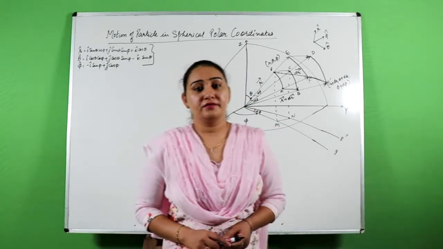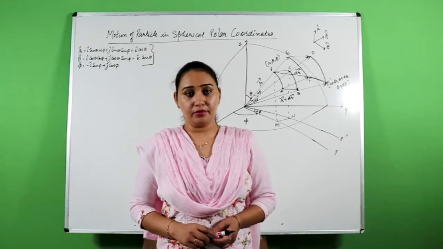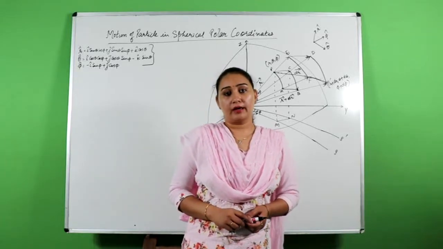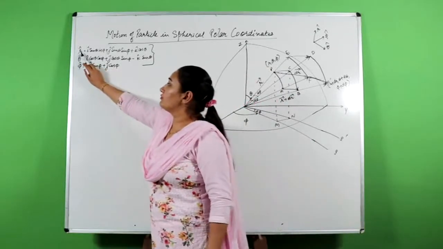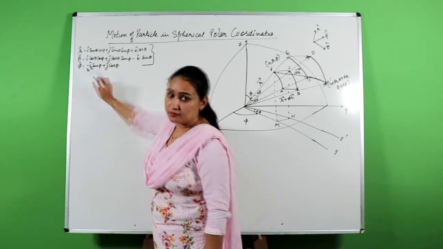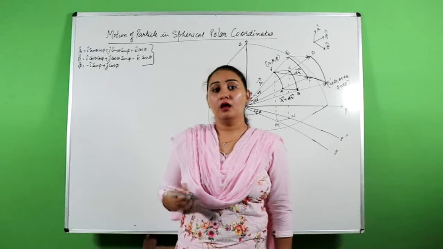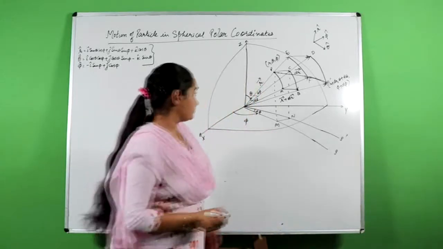Till now we have studied the unit vectors of spherical polar coordinates, that is r cap, theta cap and phi cap, and we have calculated their values. So now we will discuss the motion of a particle moving in spherical polar coordinates.